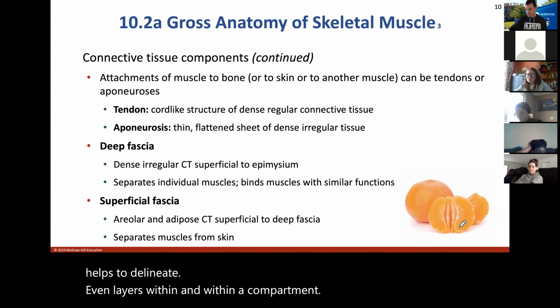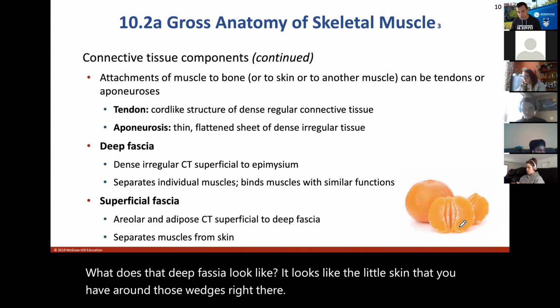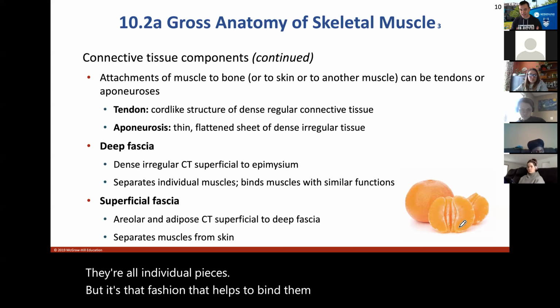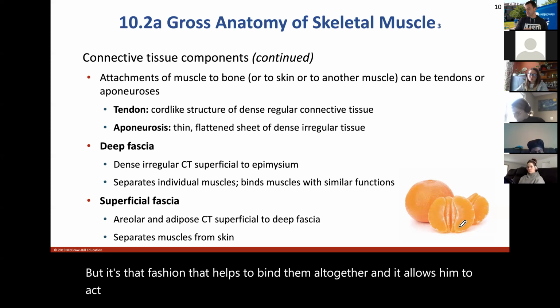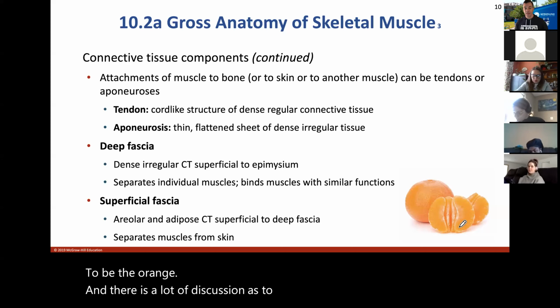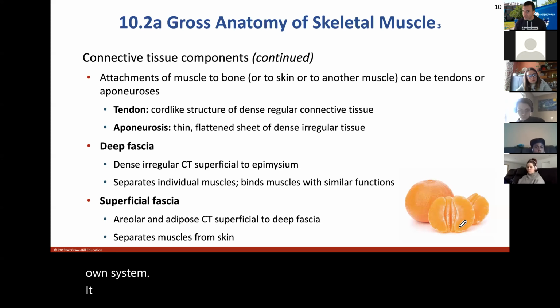What does that deep fascia look like? It looks like the little skin that you have around those wedges right there. They're all individual pieces, but it's that fascia that helps to bind them all together and allows them to act as the unit, to be the orange. And there is a lot of discussion as to whether or not this is technically its own system. It has some very unique qualities to it.